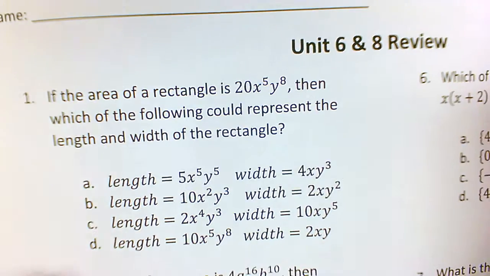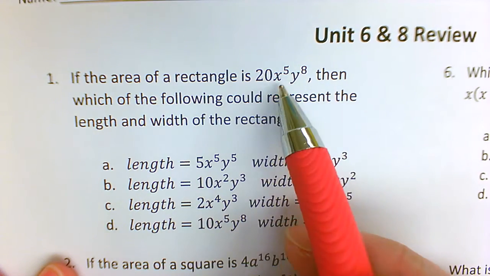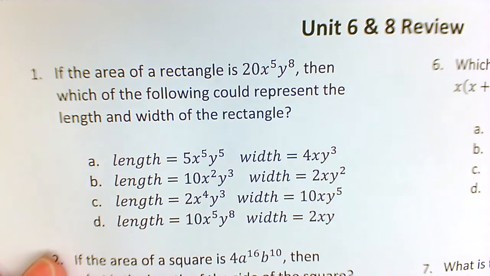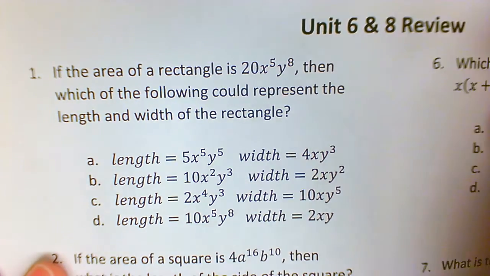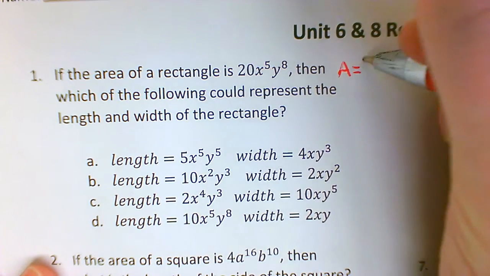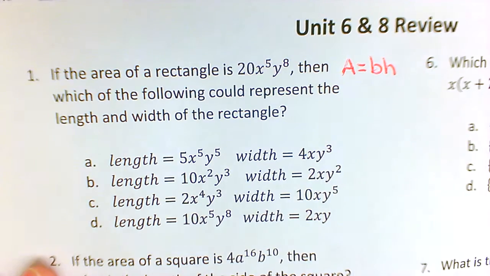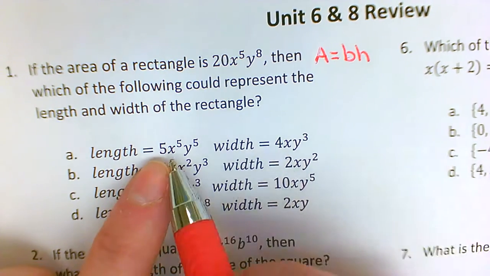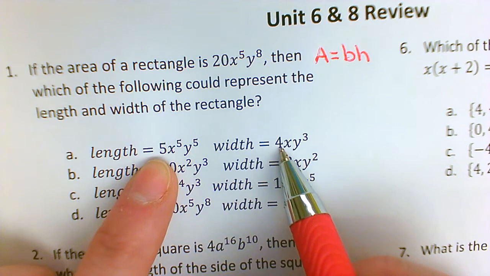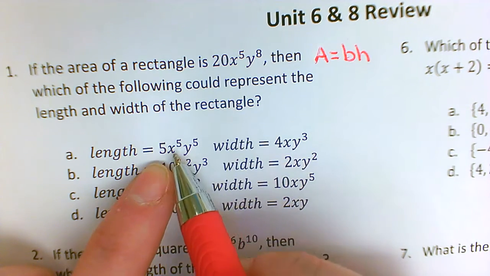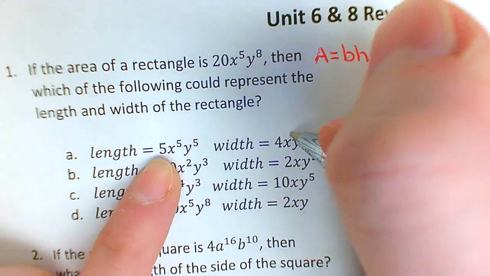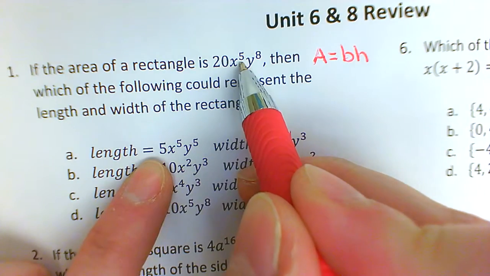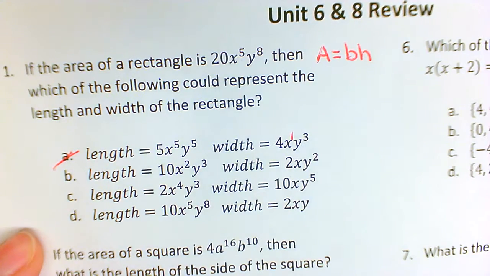So in example 1, if the area of a rectangle is 20x to the 5th, y to the 8th, which of the following could represent the length and width of the rectangle? Well, what you have to remember is that area of a rectangle is represented by base times height, which is the same thing as length times width. So basically, you're just multiplying these two things together. If I do 5 and 4 together, those do give me 20. But if I do x to the 5th times x, well, that one really has an imaginary 1 exponent, so this is x to the 6th power. That one only has 5, so it cannot be answer choice A.